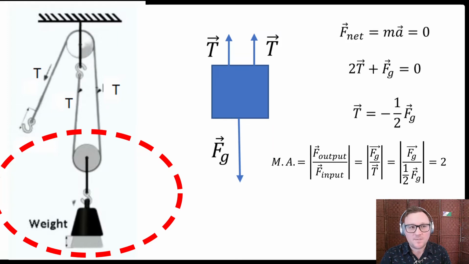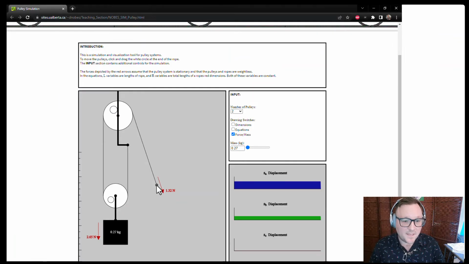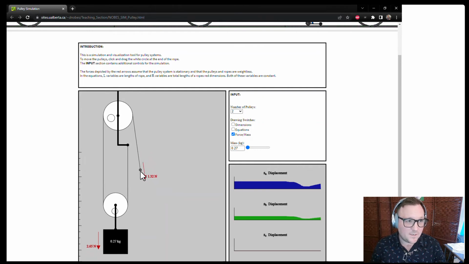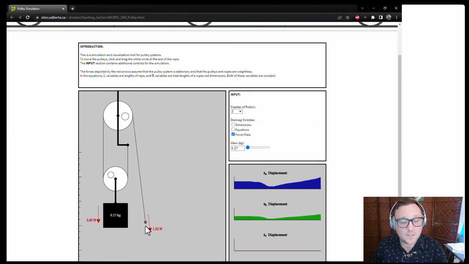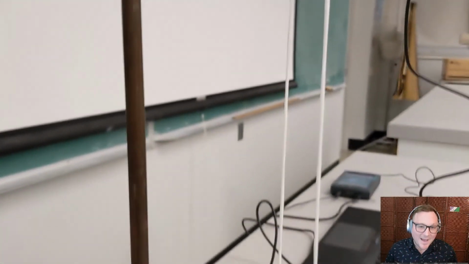We know that our tension force is the applied force, so we can call that the input force, and the weight at the bottom is the output force. So if we do a mechanical advantage calculation now, we can see that F output over F input is actually 2. So this system has a mechanical advantage of 2. We only need to pull half as much as we would need to pull to lift this object. We can see in the simulation again that the force that we're applying is half of the force that's applied to the mass.